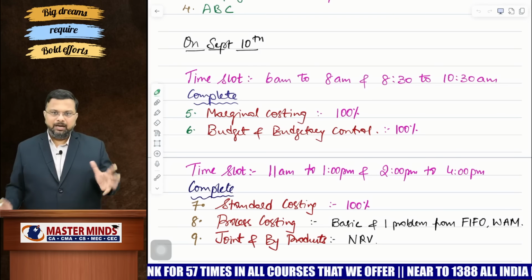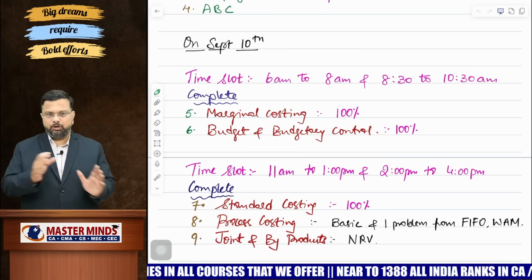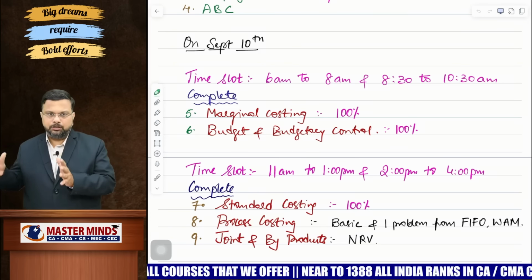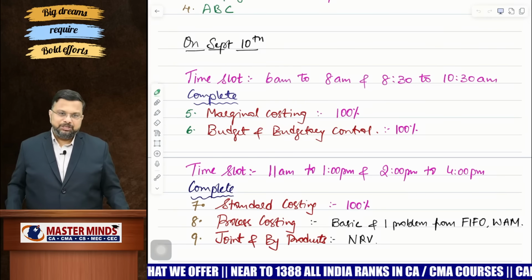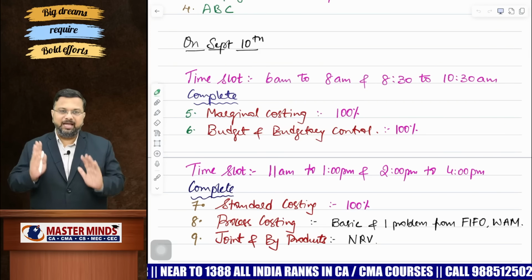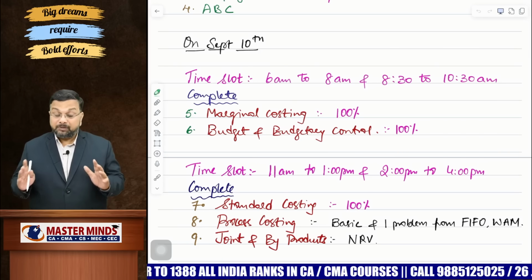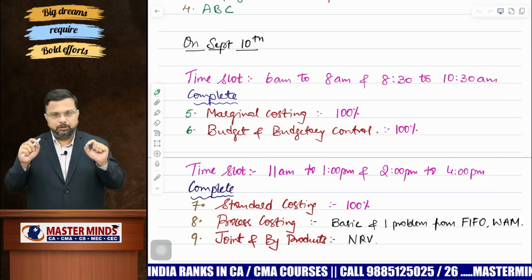to 8 a.m. And after completing your breakfast, again from 8:30 a.m. to 10:30. So you can clearly see I have divided it into 2-hour slots, so that you can have proper control on your preparation. So complete marginal costing and budgetary control 100%. No question of leaving any problem there, I mean to say any model. You have to prepare each and everything in that particular chapter.